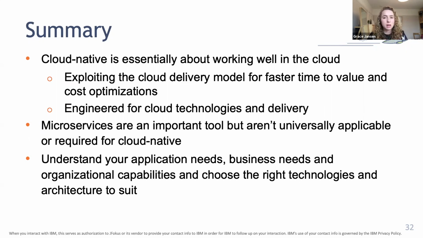And the key is really for you to understand your specific application needs, understand what your business needs from those applications, and how your organization is set up to be able to deliver those applications. So in considering all of these factors and in doing this analysis, you can then choose the right technologies and the right architectural style to suit your particular application. So hopefully the characteristic slide I showed earlier might help you with this analysis and might be a useful tool for you to use.